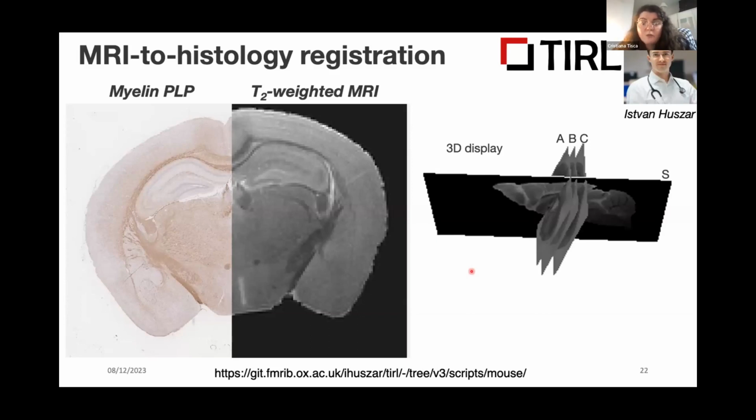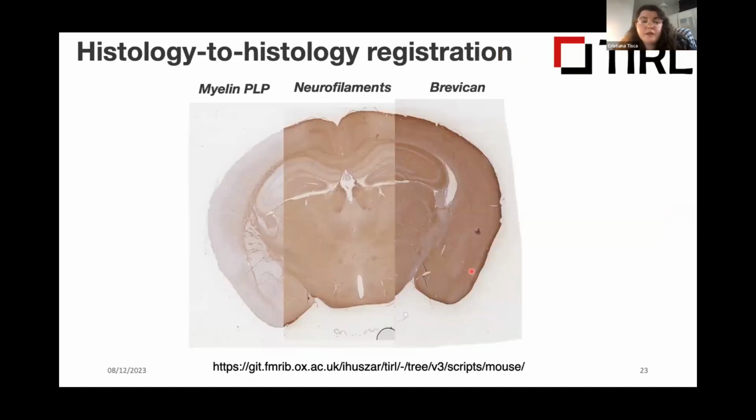And we usually run MRI histology registration using a histological stain that has good gray-white matter contrast, which aids the registration algorithm. And once this problem is sorted, we can then run histology to histology registration. So as long as we have neighboring stain slides that are hopefully within the same MRI voxel, we can straightforwardly register the other stains to the myelin stain.